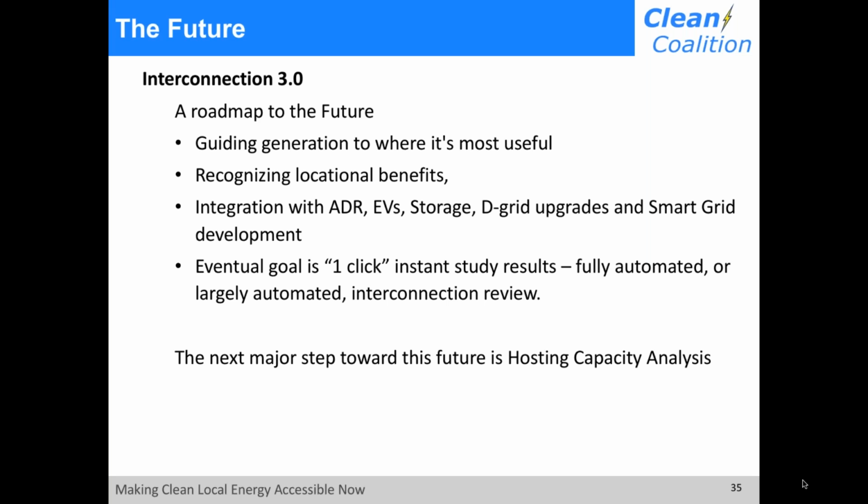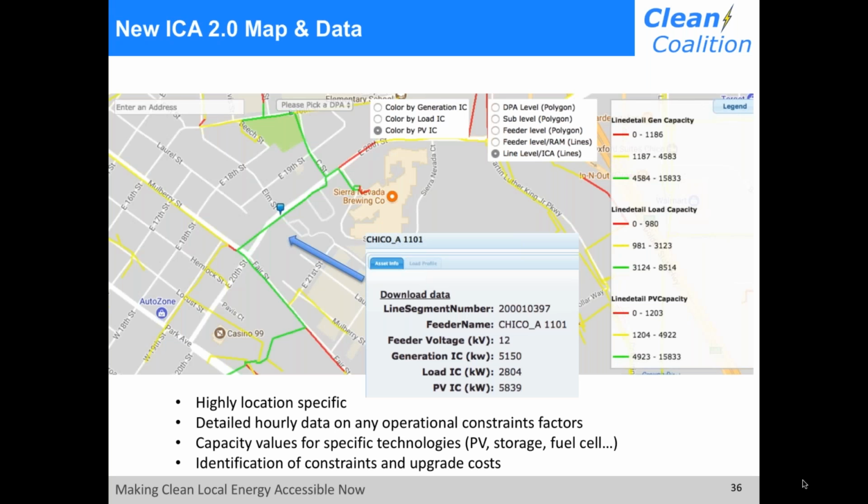I want to briefly highlight how information can greatly assist in assessing opportunities and in getting them quickly developed. California's new hosting capacity analysis will provide actual and not just estimated grid hosting capacity values with great locational specificity. Every node, essentially every street block.